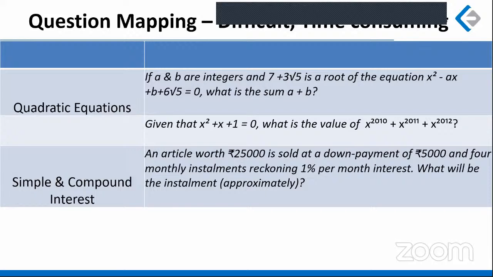The last difficult question was simple interest and compound interest. But what made it easy was a little bit of approximation, although the options were quite close. An article worth rupees 25,000 is sold at a down payment of 5,000. So the remaining amount is 20,000, and this is paid in 4 monthly installments, considering 1% per month interest. So what will be the installment?